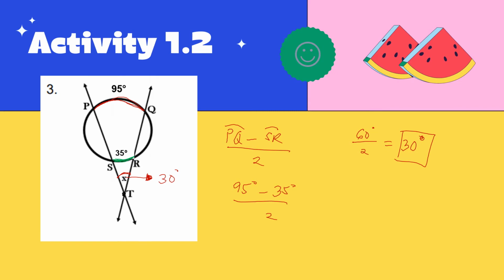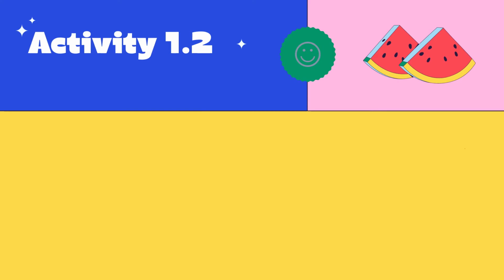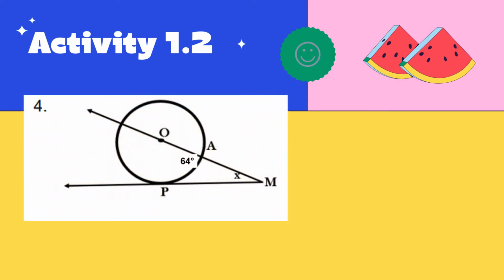Alright, next, number 4. For number 4, we have here 1 secant and 1 tangent intersecting outside the circle, at point M. Now, notice that the secant OM cuts the circle into 2 equal parts. That's why the line over here, wala kasing letter, so lagyan na lang natin ng letter. Let's say this is point B. Yan.